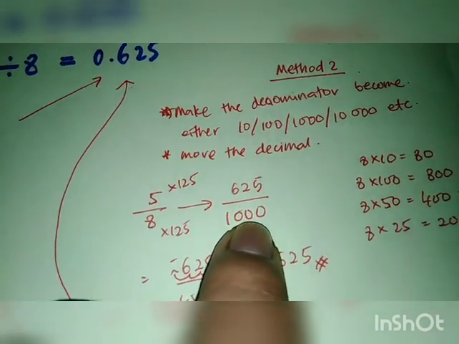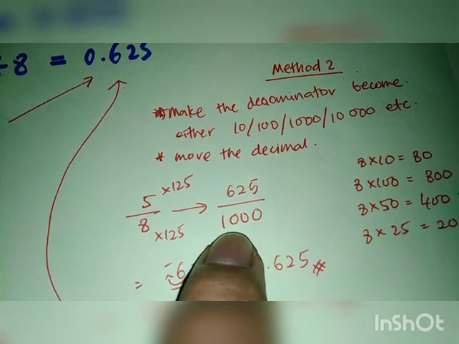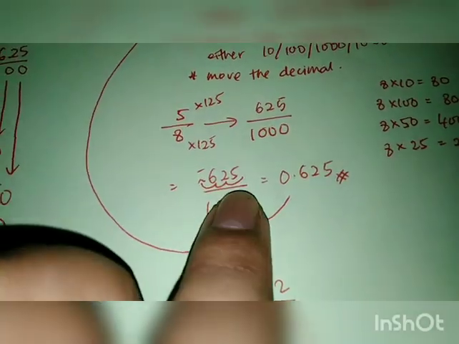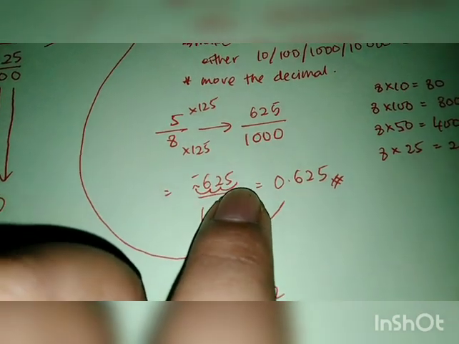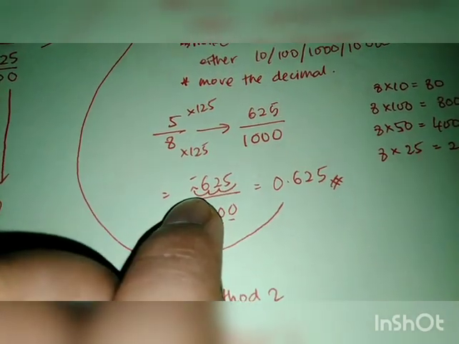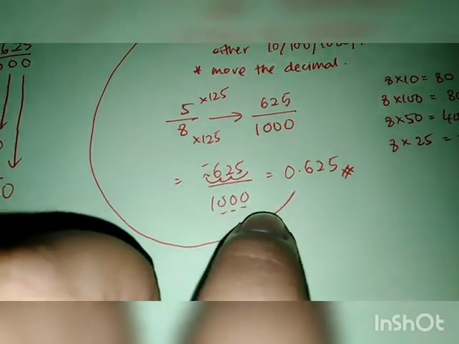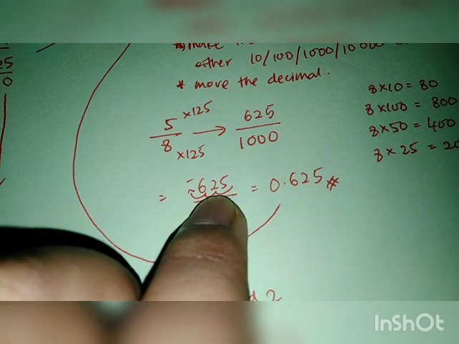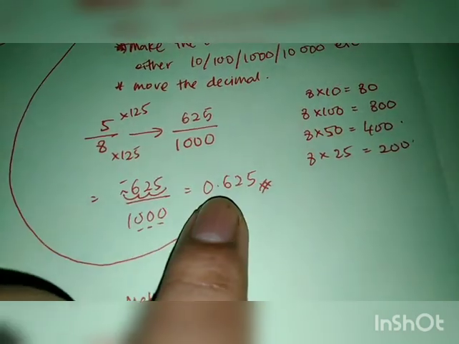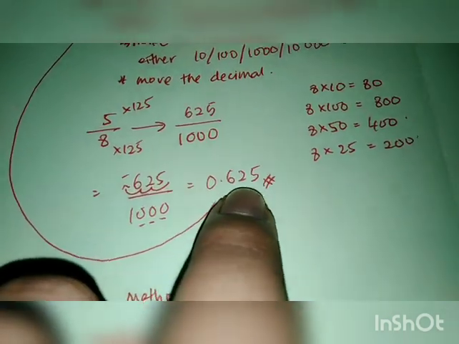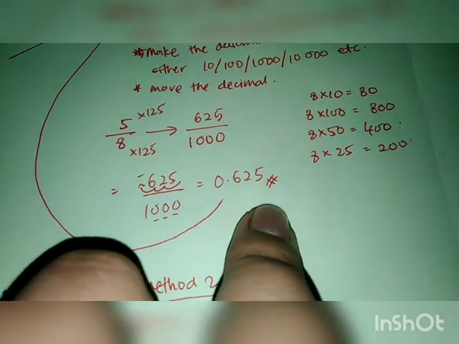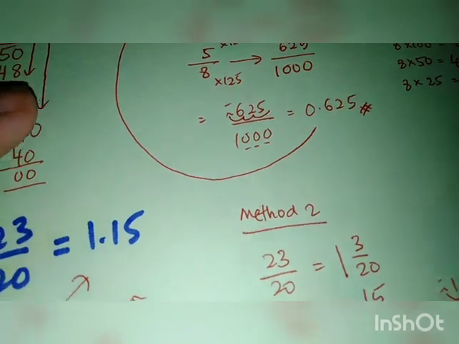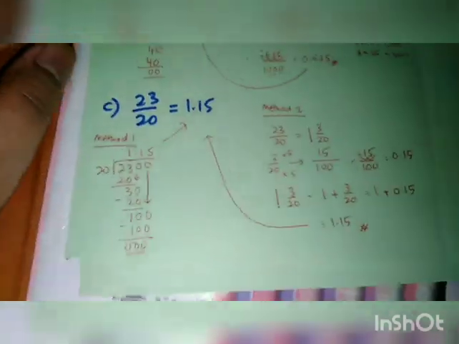So for 1000 here, you have 1, 2, 3 zeros. So you need to move the decimal places from the back to the front. How many times? According to the zeros, we have 3. So 3 times: 1, 2, 3. So the answer will be 0.625. Alright? Is it clear for you? Okay, so let's move to the next question.